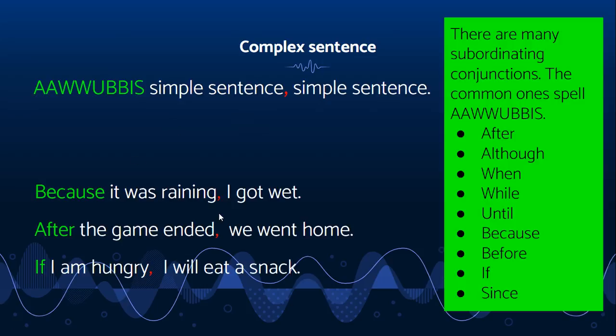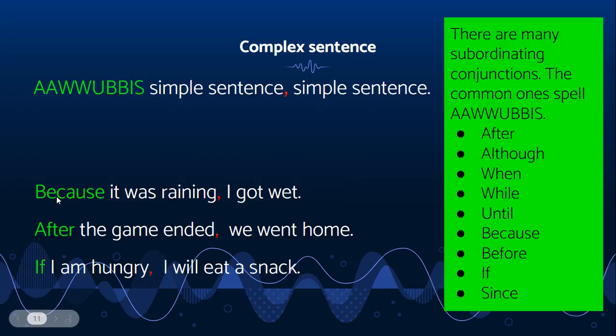Because it was raining, comma, I got wet. We start with one of our AWUBIS words. It was raining is a simple sentence, comma, I got wet is a simple sentence. After the game ended, comma, we went home. So we start with this AWUBIS. The game ended is a simple sentence, comma, we went home, simple sentence. If I am hungry, comma, I will eat a snack. If is one of our AWUBIS words. I am hungry is a simple sentence, comma, I will eat a snack is a simple sentence.